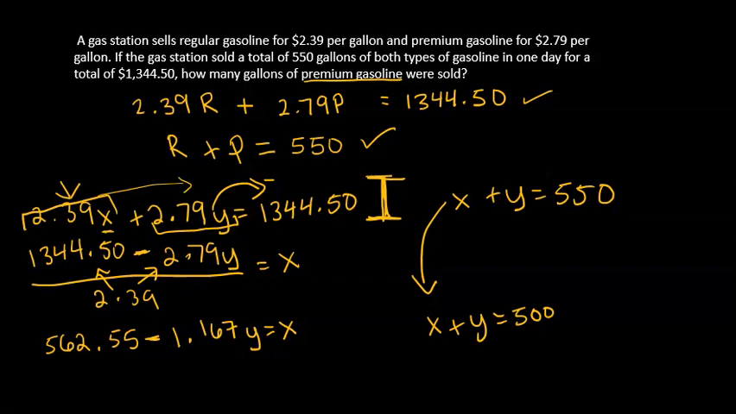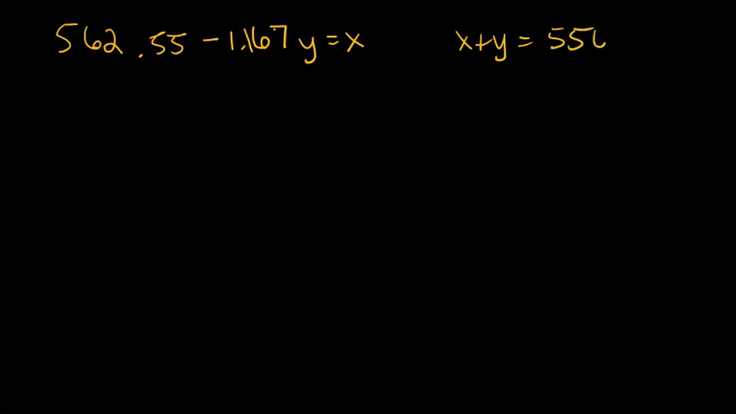And let's go ahead and rewrite that because I ran out of room. 562.55 minus 1.167 y equals x, and then we had x plus y equals 550. Okay, perfect. Now I have x totally by itself. So I already did something with this, right? I already messed with this by isolating x. Okay, I haven't even touched the second guy yet, so let's use him now.